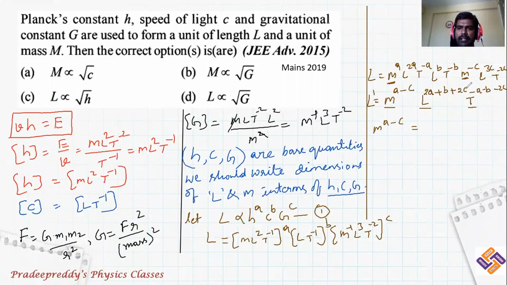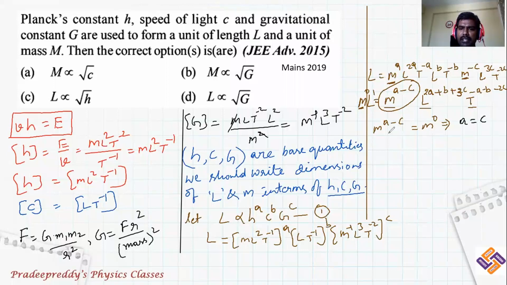Okay, last one. Here it is L^2A, L^B and L^3C. Similarly, T to the power minus A, minus B and minus 2C. Now, on the right hand side you have mass. On the left hand side you do not have mass, so it is M^0. I will equate it to M^0. What do you get from here? You will get A minus C is equal to 0. Bases are same, powers are equated, so A is equal to C.